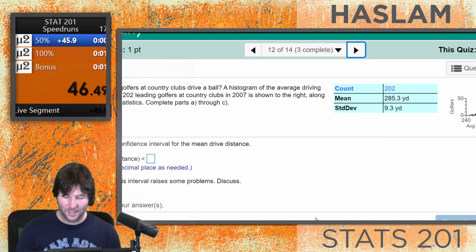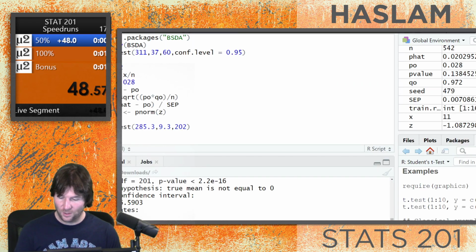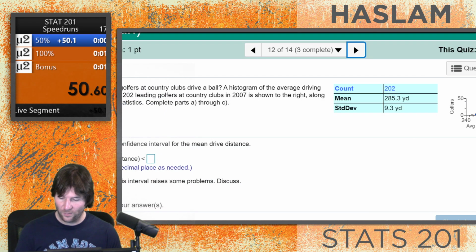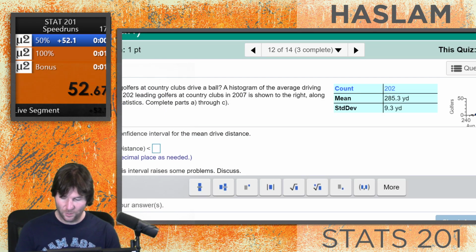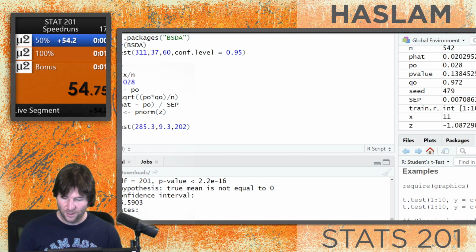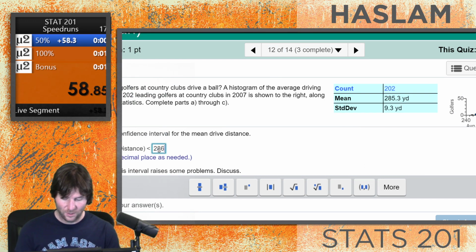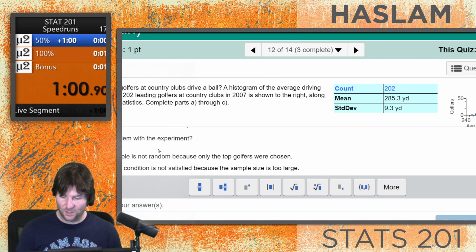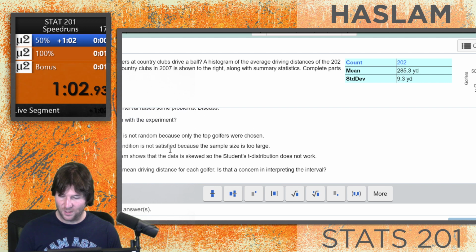So let's go back to the question. The lower is 284, that's going to round to 284. We go here, and the upper is 286.6. 286.6.